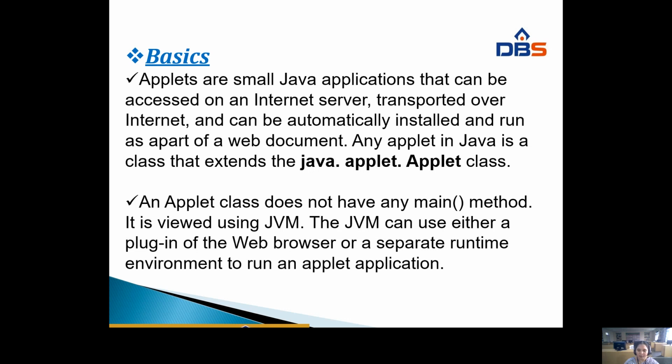Applet is a small Java application, a small Java program that can be accessed on an internet server. So where do you access it from? From an internet server, transported over the internet, and can be automatically installed and run as part of a web document, meaning web pages. Web document is web pages.